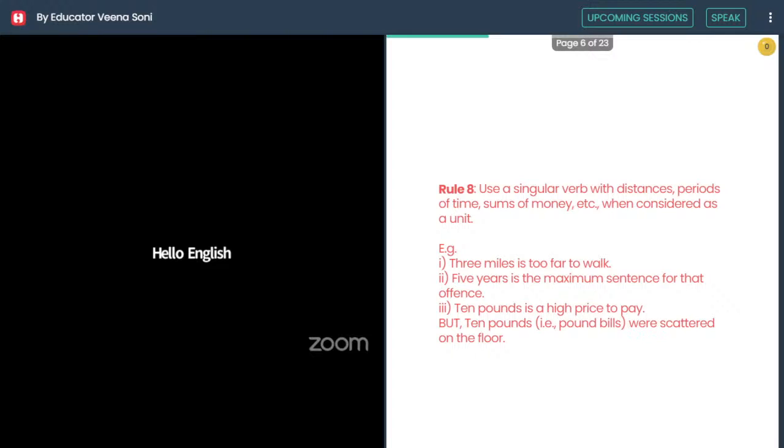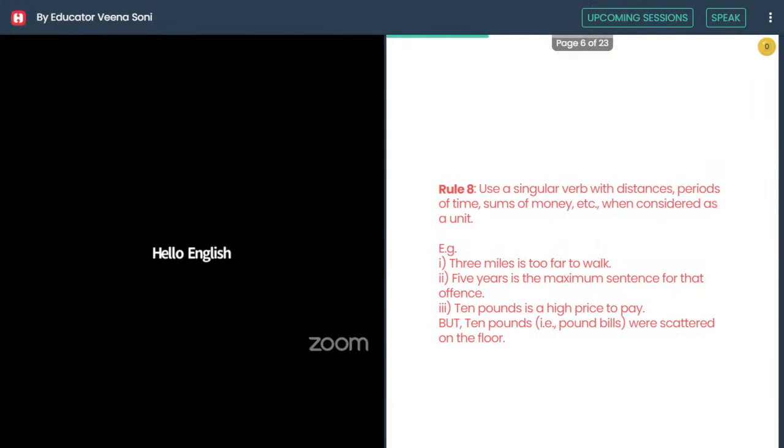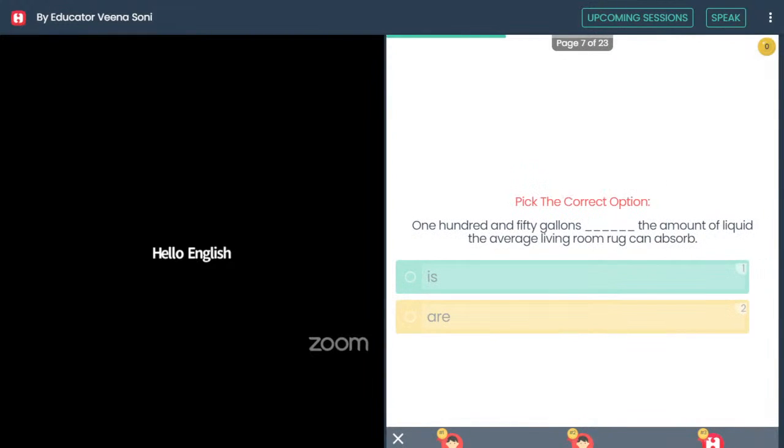When we're talking about distance, when we are talking about your, I'm going back to the previous slide, when we are here talking about period of time, or when we are talking about sum of money, always take it as a singular. 150 gallons is the amount of liquid the average living room rug can absorb. So here, what are we talking here about?